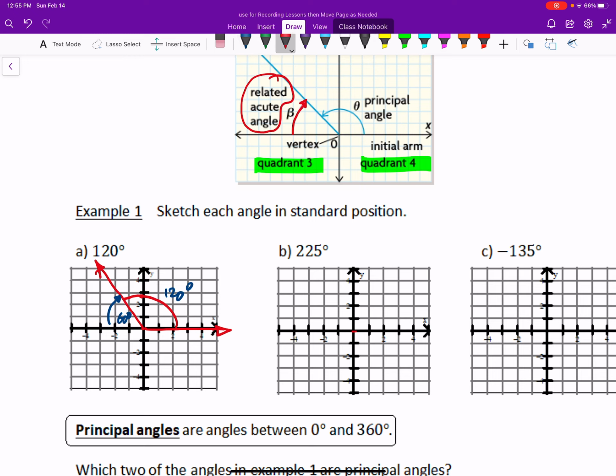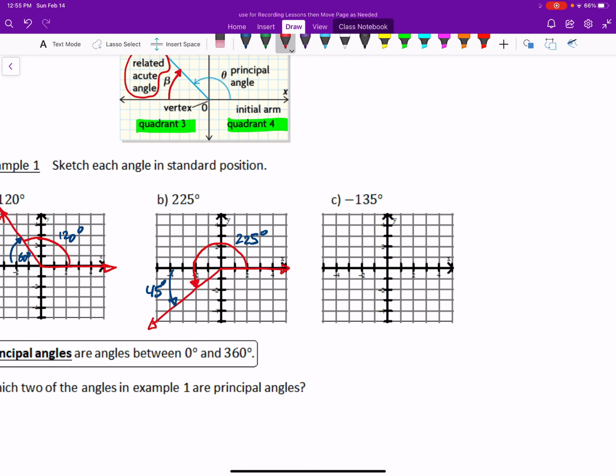225, again, starting from the initial arm, from here to here is 180, but I have to keep going. 225 is the same as 180 plus 45 degrees, right? So again, if I keep going past 180, then it's going to end up in the third quadrant. And my related acute angle, I didn't give myself a lot of space here. Let me go do it over here. The related acute angle in this case would be 45 degrees, the angle between the x-axis and the terminal arm.